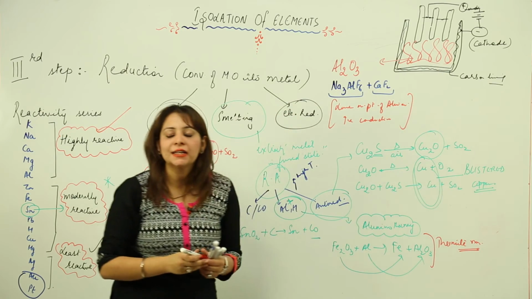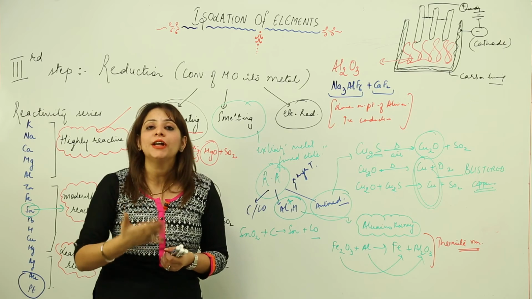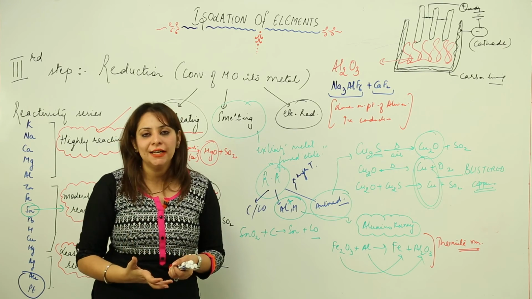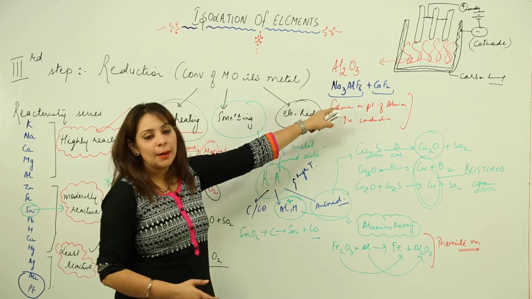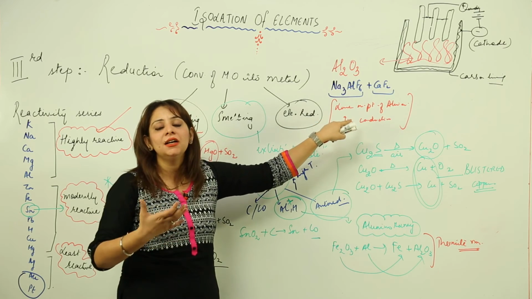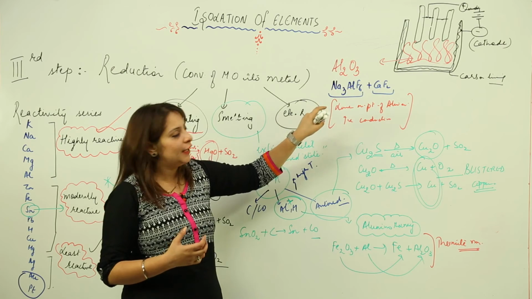Because here what we need is conductivity, so that the electrolyte should be able to conduct electricity, because the more it conducts electricity, the more it will get dissociated into ions. This is what we need in the electrolysis, right? So this cryolite and this fluorspar make the conductivity more by decreasing the melting point of alumina.